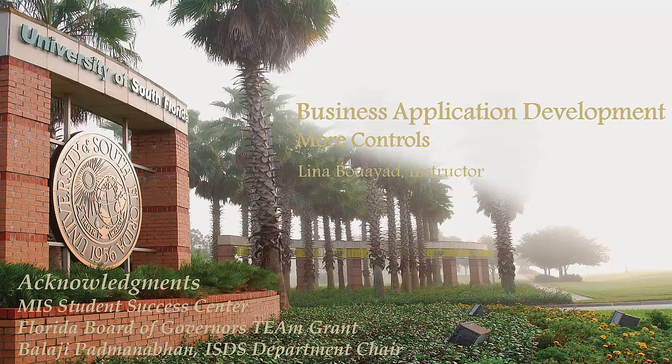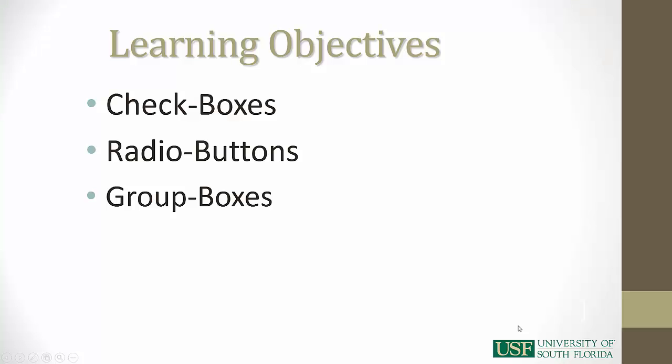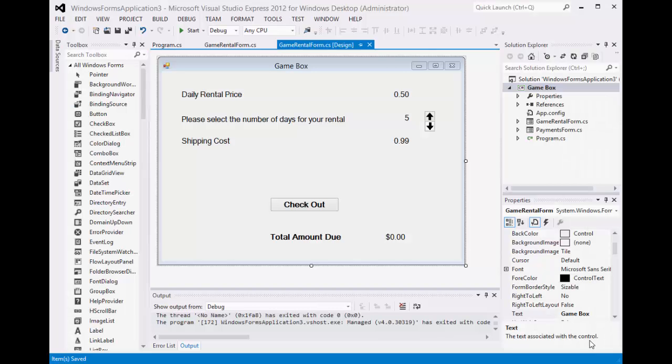Hello, in today's video we will be talking about some controls in C#. We have introduced some of the controls in prior videos, but today we will be talking about checkboxes, radio buttons, and group boxes. Going back to our game rental application, we're going to see how we can add a few controls to make the GUI look a little bit better.